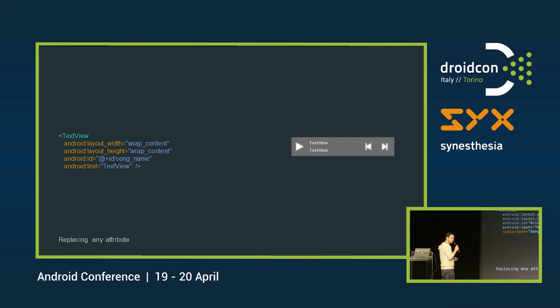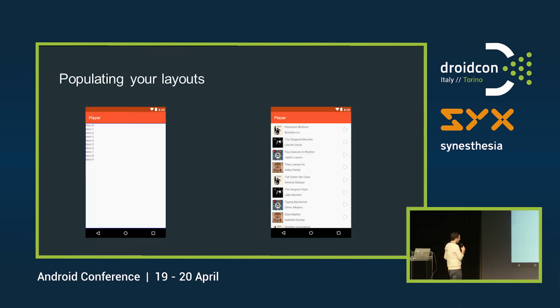So there is this thing that we can do, which is tools, text, and then we can assign a value. We can say some title. So that's already better. So now we see something that looks more like what we want. And you can use this to replace any attribute. So you can replace not only text, but other properties.